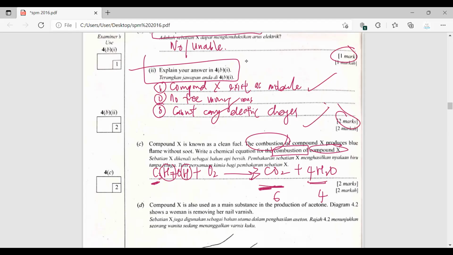Tadi korang main apa? Korang main tenis? Main basketball ke apa? Kita main volleyball je. Okay, volleyball. Okay, the brain's already fried already, yeah.